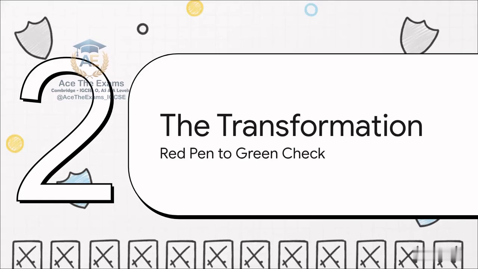All right, section 3, the transformation. We are going to turn those red pen marks into beautiful green check marks.